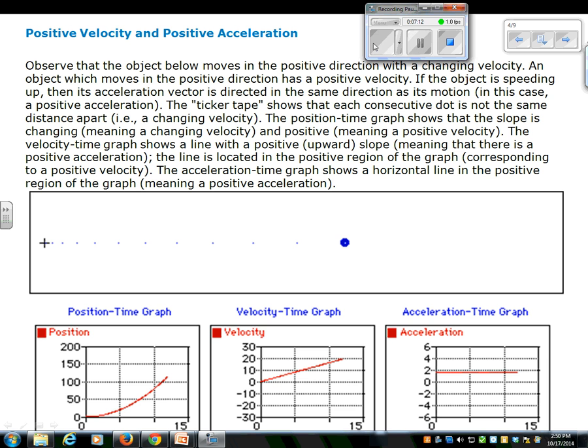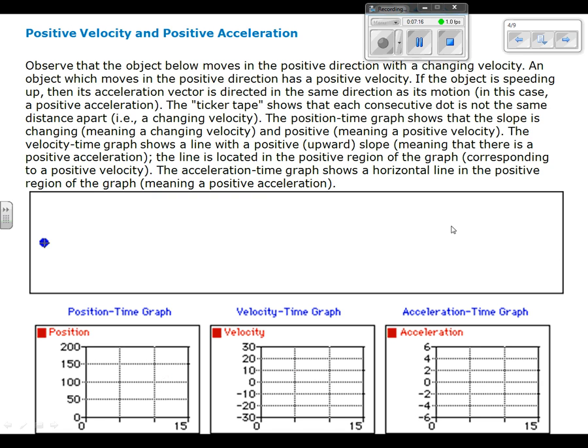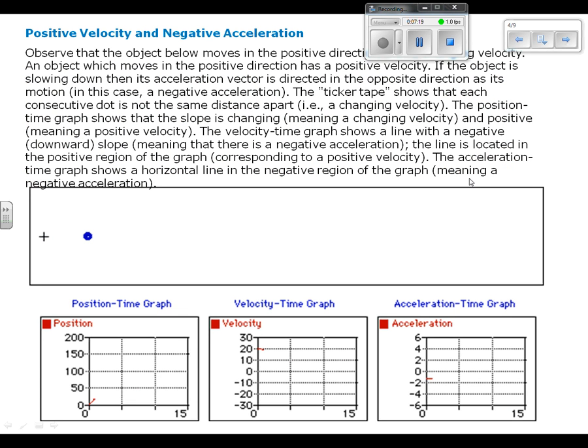Now the next one, many of you started already, is positive velocity, negative acceleration. Is that the next one on your list? Okay. Put on the side. Are the signs the same or the signs opposite? Opposite. I didn't ask if they were positive. I asked if they were the same or opposite. They are different. Positive velocity, negative acceleration.